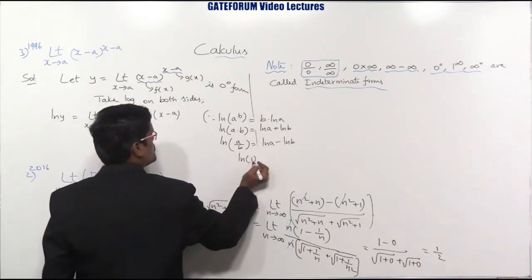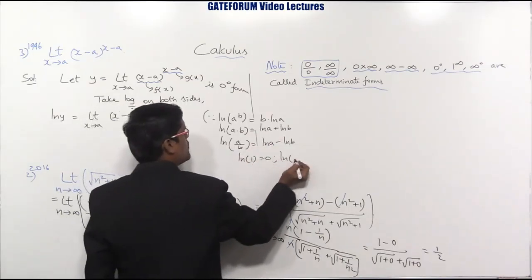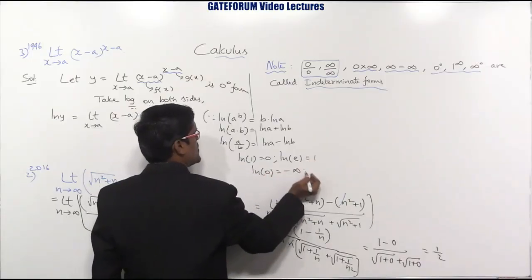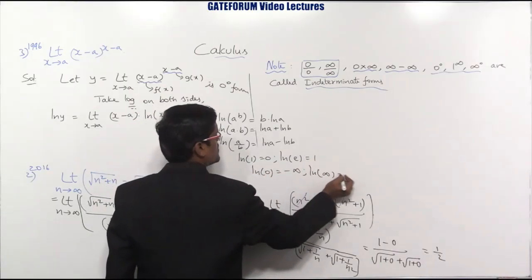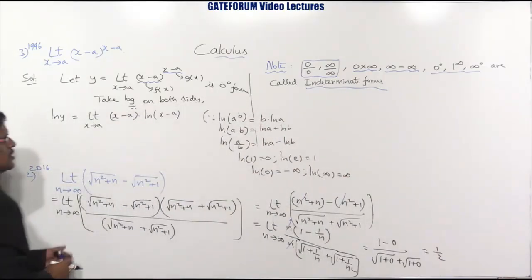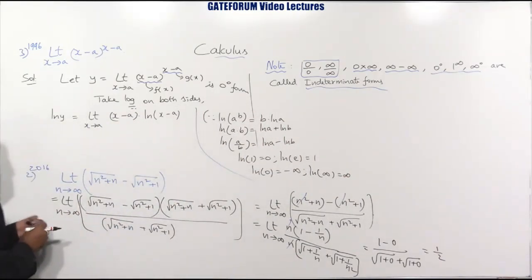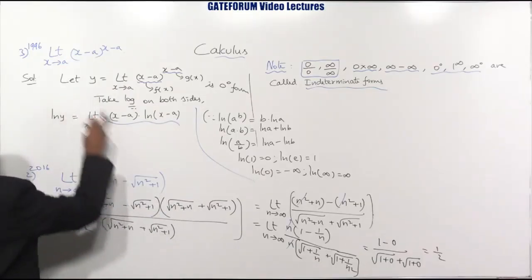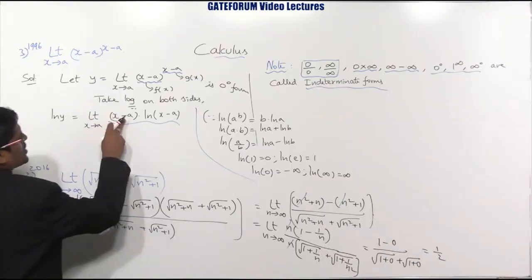Log 1 value is 0. Log e value is 1. Log 0 value is minus infinity. Log infinity value is plus infinity. Please remember at a glance, these are simplifications from 11th class logarithms. Okay. Now, what exactly does this give? This is not one of my standard 7 limits formulas. Then put x equal to a.